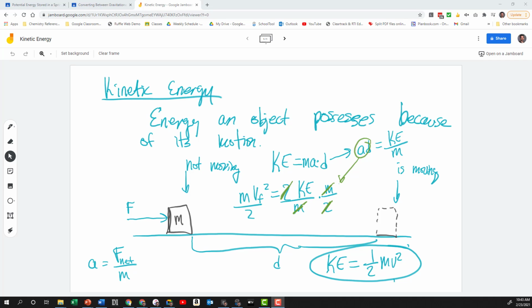All right? And that is on your physics reference tables. It's equation number 20.